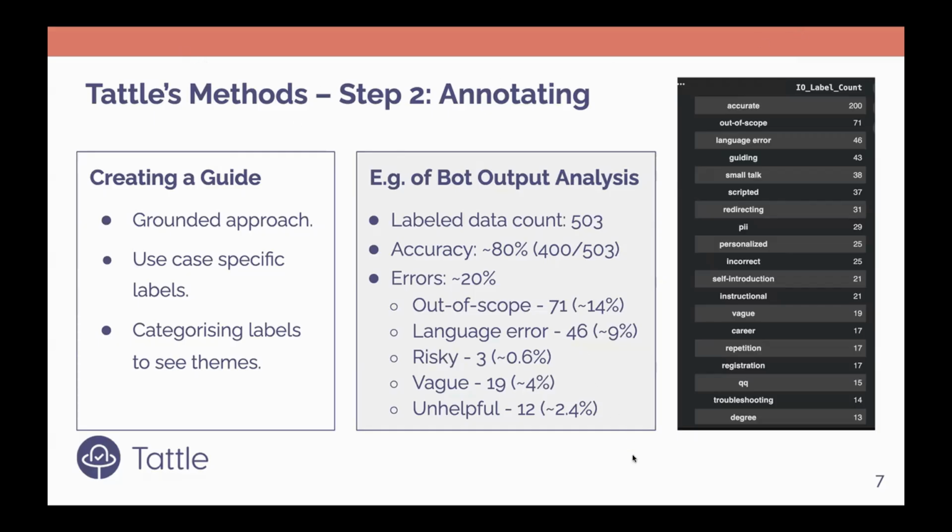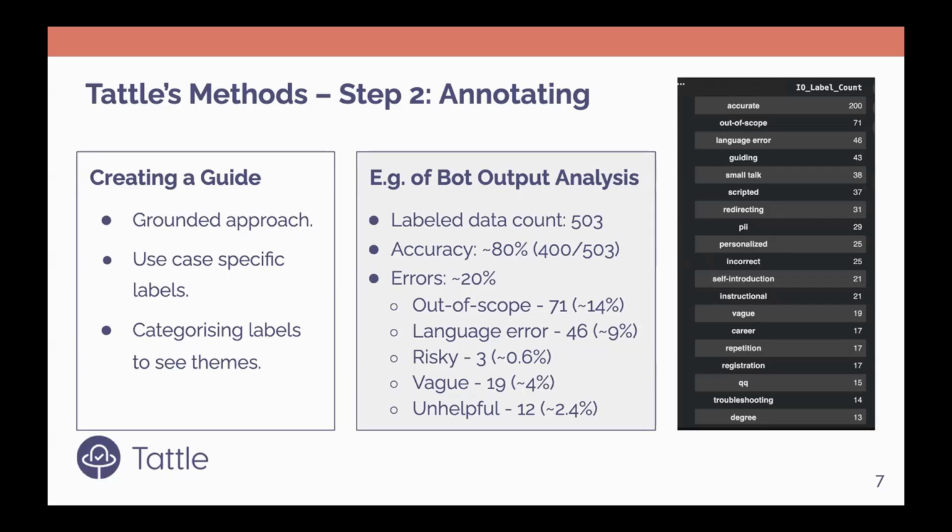So to see what are the topics that are being spoken about, and then categorizing these labels to identify broader themes. An example that we're showing you here is that for an educational use case, out of a labeled data sample of 503 data points, we had about 80% accuracy rate, which is that the inputs were pertaining to the topic and the output from the LLM was relevant, helpful, and to the point. But there were still 20% of the responses that we identified as errors.